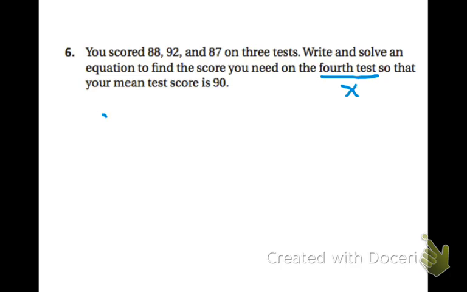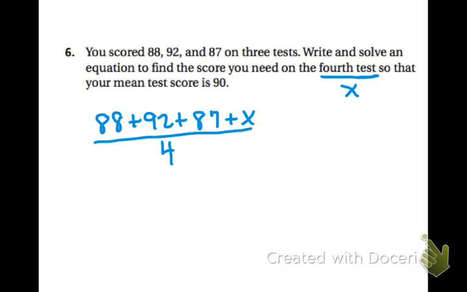So let's add up all the numbers, and we have to add in this 4th test. If we divide by 4, we want our average to be equal to 90. So here, before we can simplify the top to get x by itself, we need to get rid of this 4. So we're going to undo this division first, just to make things a little simpler for us.